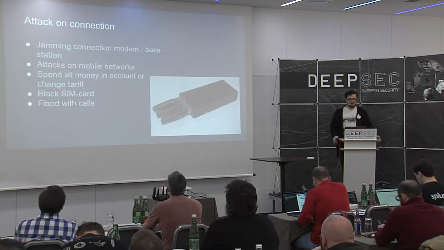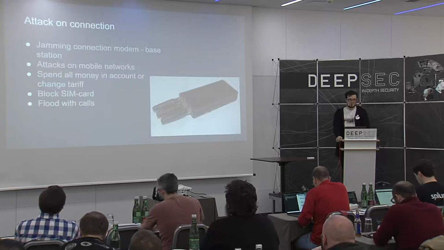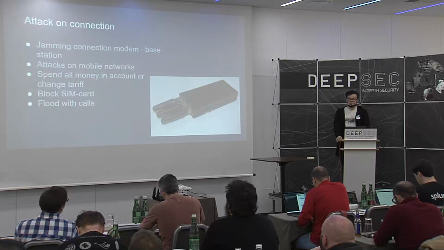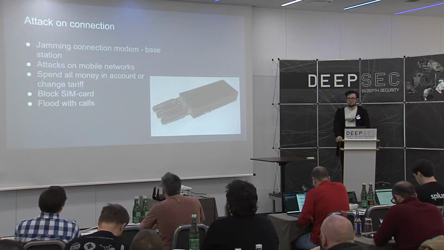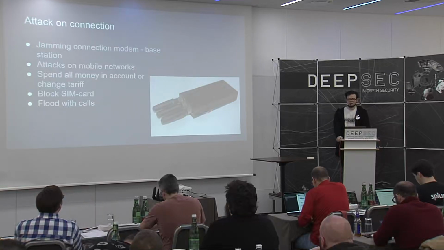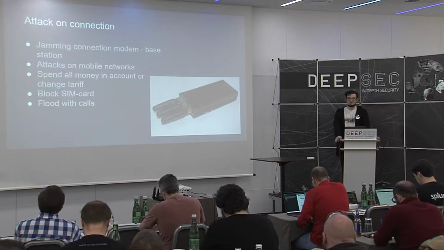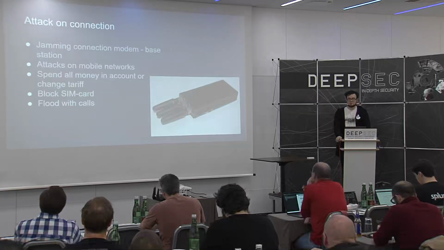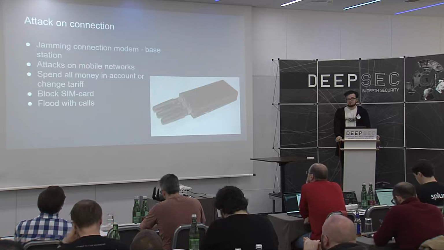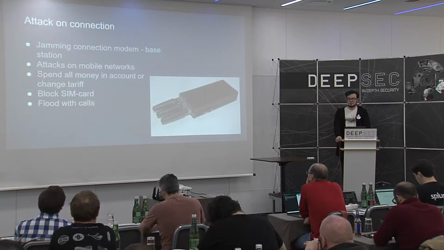Also, we can have a lot of problems with the connection. Firstly, we can buy a jamming device and jam the connection between the modem and the base station of the mobile operator. It means that if somebody opens the door, the device will try to send the information, but it will fail and the user will not get information about the thief. Also, if you try to get the location of your kit, the device will not be able to send information and you will not know where the kit is.